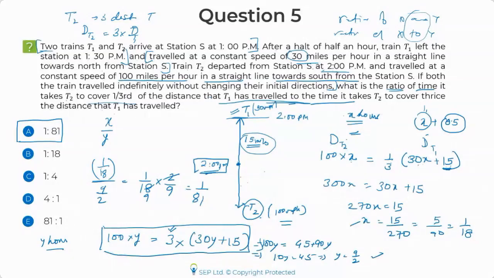And the question stem is telling me that the distance covered by T2 should be 1/3 of the distance covered by T1. So I'm writing 1/3 of 30x plus 15. Okay, so I hope that's clear.